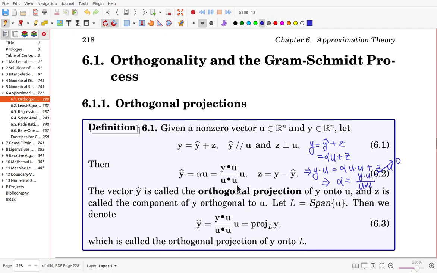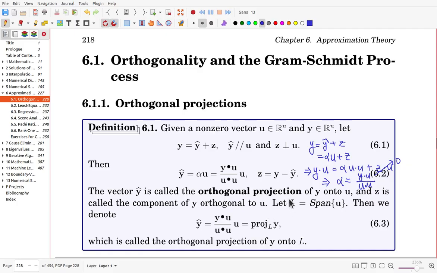So we have this formula. We found alpha such that the remainder part is orthogonal to u, so that is how we decide this alpha. Once y hat is subtracted from y, z is the remainder part, which is orthogonal to u. In this case, the vector y hat is called the orthogonal projection of y onto u, and z is the component of y orthogonal to u.